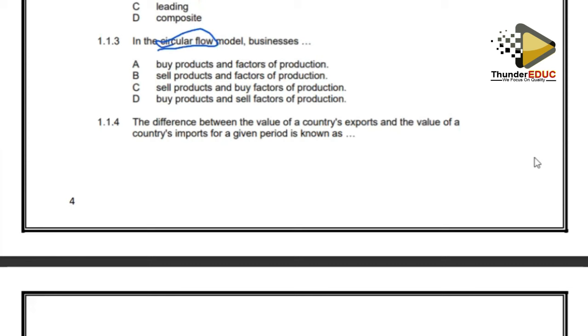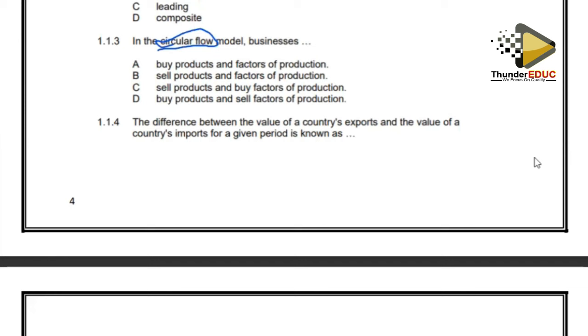Okay, right. So now the question says, in a circular flow model, businesses dash. Grade 12, if you still remember, households are the primary owners of factors of production. So households are the ones who own land, ownership, capital, and labor. That is why we are saying that they are the primary owners of factors of production.